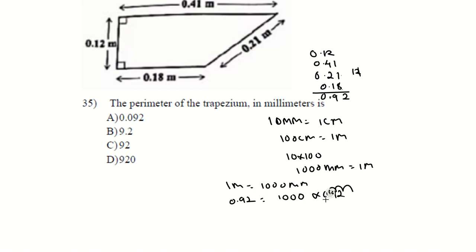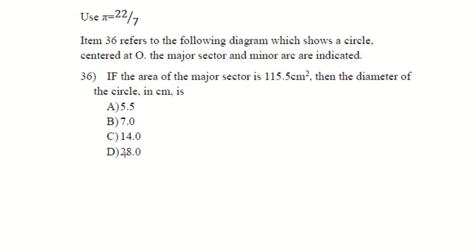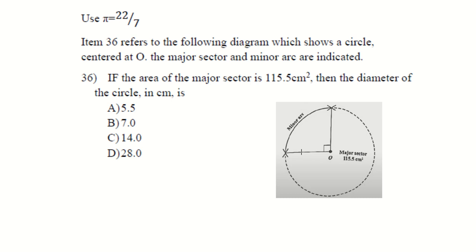So 1, 2, 3, so this would be 920, so the answer is D. Right, number 36. Item 36 refers to the following diagram, which shows a circle at center O, with the major sector and minor sector indicated. Right, this is the image. If the area of the major sector is 115.5 centimeters, then what is the diameter of the circle?